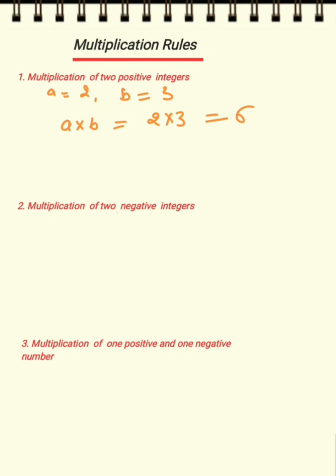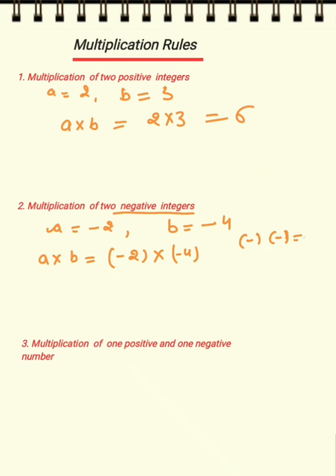Next, we have multiplication of two negative integers. Let's take a is equal to negative 2 and b is equal to negative 4. Then a into b is equal to negative 2 into negative 4. Whenever we multiply negative with negative, we always get a positive result. So when we multiply this negative with this negative, we will get a plus sign. So simply we will multiply 2 with 4, which gives the answer 8.